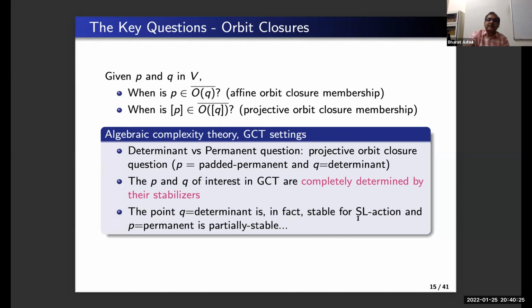So if I look at the GL action, then of course the determinant orbit is not closed because 0 is in the closure. But if I look at the SL action, then the SL orbit of the determinant function is in fact closed. That's one of the results which is proved in GCT. So what we are saying is that the projective orbit closure of the GL orbit is essentially a cone over this SL orbit. In some sense, these kinds of orbit closure questions are very central in algebraic complexity theory as well as GCT.